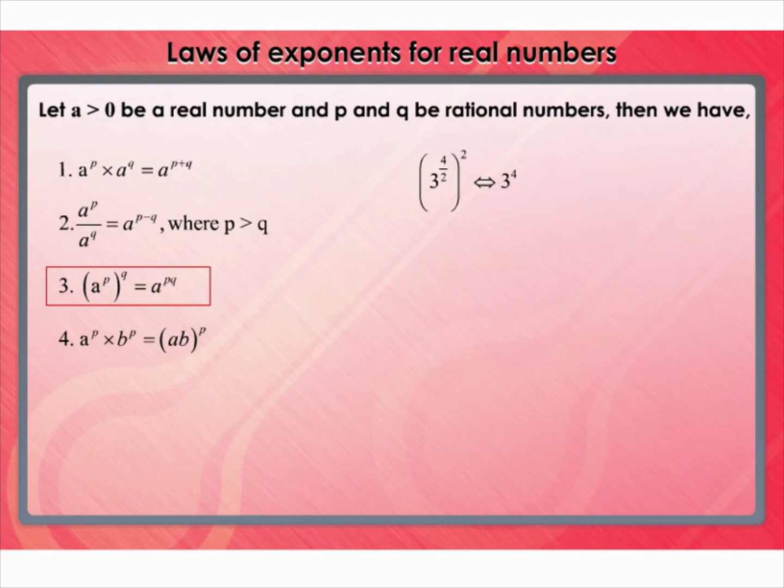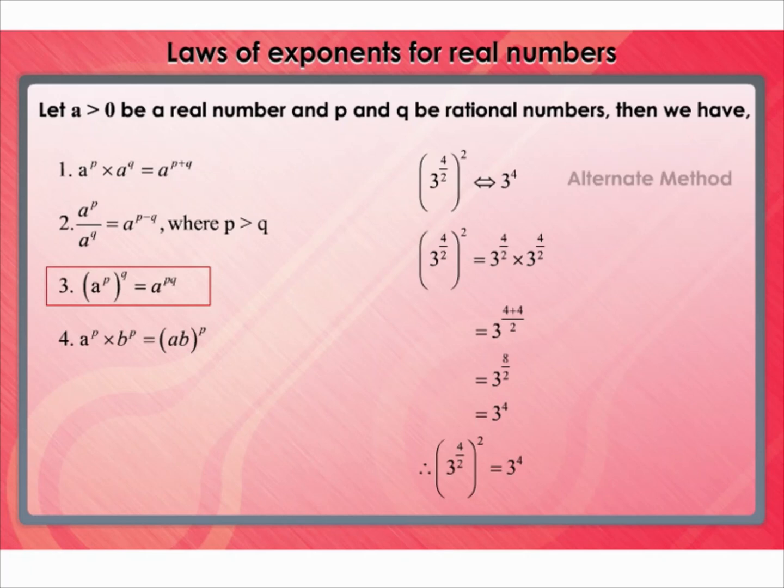Now verify the third law of exponents. Consider the next example. 3 raised to the power 4 by 2, the whole power 2, and 3 to the power 4. Can you see a relationship between the exponents of these two terms? Let's examine the first term. Applying the first law of exponents, we could express this term as follows. On simplifying the first term, we arrive at the fact that the two terms are equal.